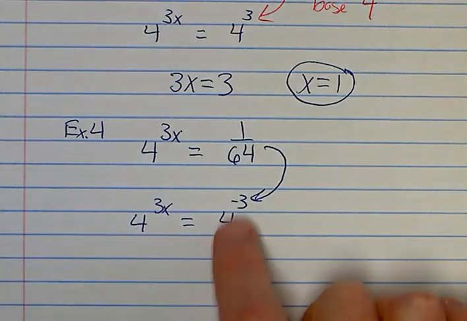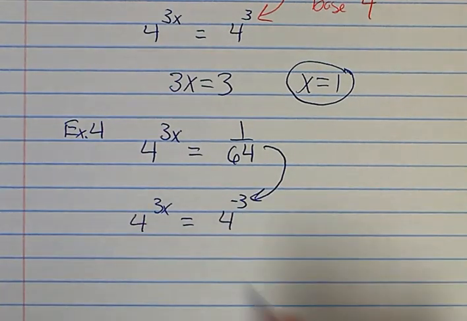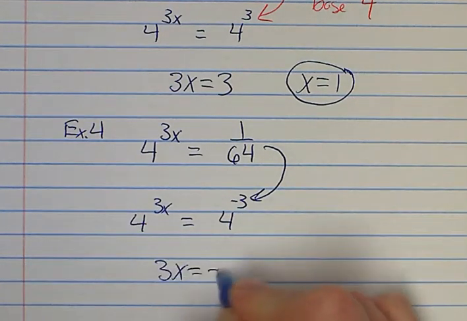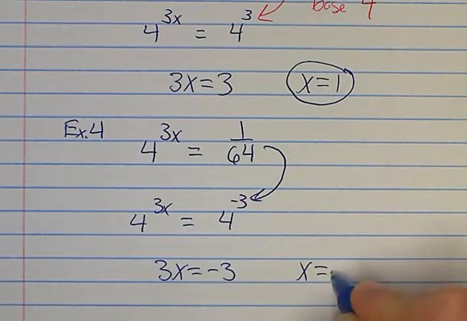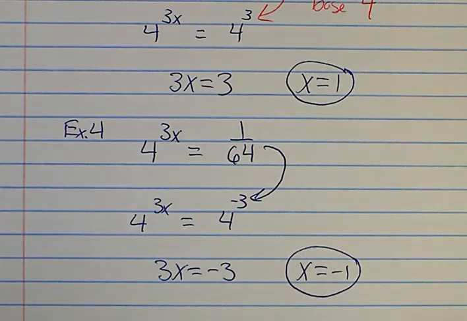Alright, from there, same thing. Now the bases are the same, so it's 3x equals negative 3. So instead of the answer being positive 1, the answer is just a negative 1.